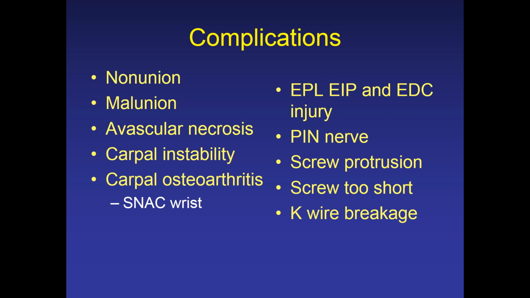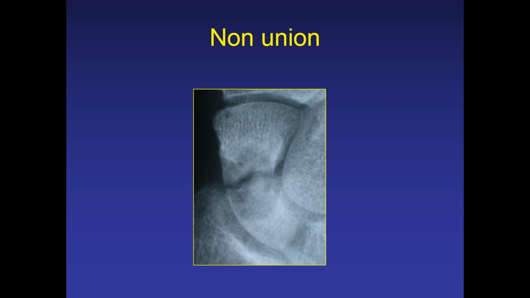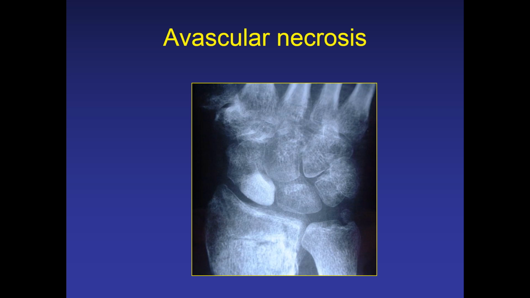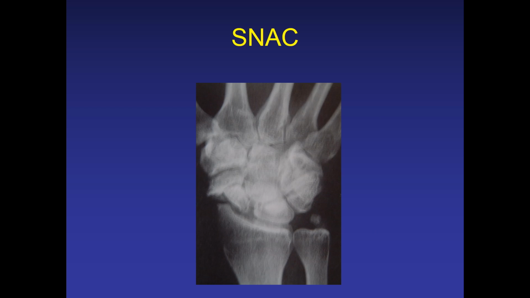And then K-wire breakage. With the modern sets, some of them have a very, very thin K-wire. And it does make it very tricky when you're keeping your wrist flexed to keep the alignment of your drill on your K-wire correct. And sometimes as you're going through, that K-wire can break. And then you have to decide what to do, whether to remove it or to leave it. That's just non-union, AVN, obviously. SNAC wrist, developing arthritis there.